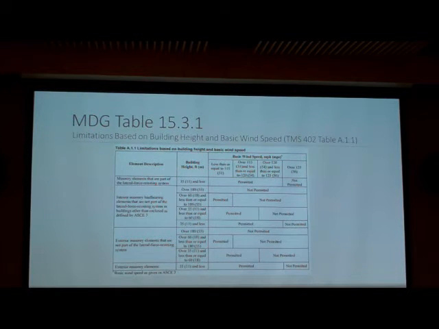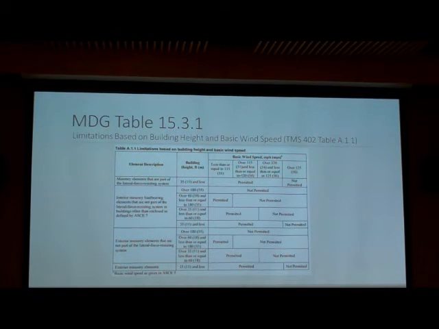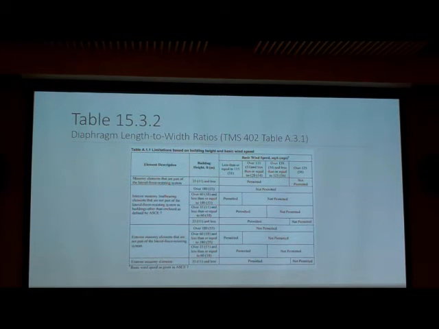So this is table 15.3.1, which is limiting your building height based on wind speed. And so your building height has to be 35 feet maximum. That's the maximum it can be. And so it gives permitted wind speeds for that height, and it'll go to any height you want. You can find what your ratio is for your building height. Table 15.3.2 has the diaphragm length to width ratios.